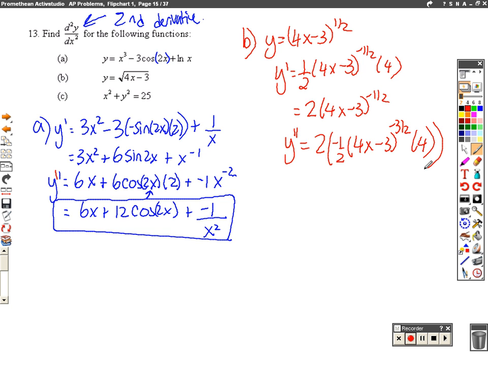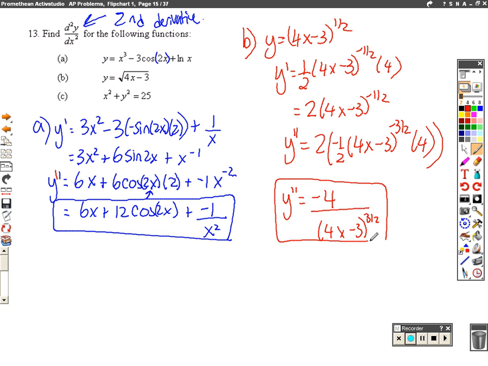Again, so we've got y double prime is equal to 2 times a negative 1/2, which is actually negative 1, and negative 1 times 4 is negative 4. And now that's all of these numbers, and this whole term gets put in the denominator because it has a negative exponent. So that's 4x minus 3 to the 3/2 power. All right, moving on a little bit to c.